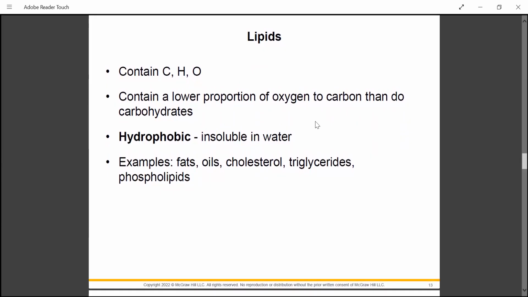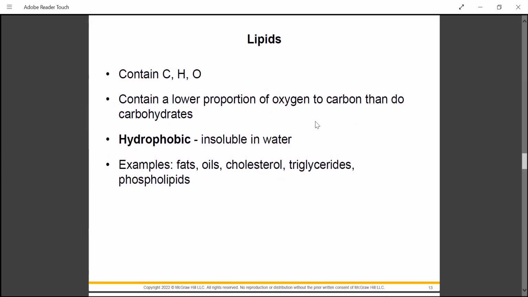Okay, our next category is lipids. So another word for lipids would be kind of like fats. It's a little bit more involved than just fats. Fats are really just one category of lipids. But when we're talking about diet especially, you'll hear this grouped as kind of the fat category.